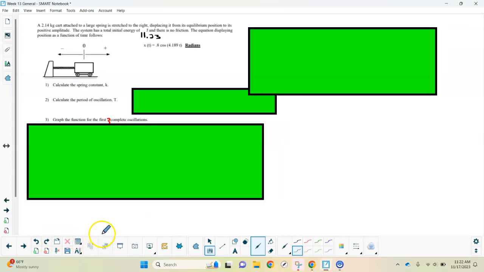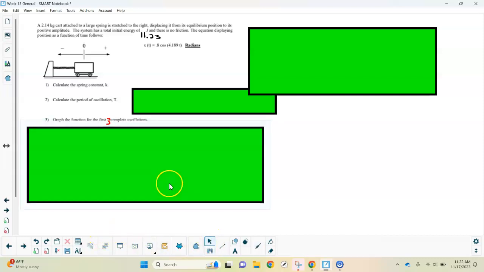So this problem we got in class reads that a 2.14 kilogram cart is attached to a spring and it's stretched to the right, displacing it from its equilibrium to the positive amplitude. The system has a total initial energy of 11.23 joules. That was a typo on your sheet, so I think I corrected it. But hopefully, if you didn't see it corrected, you could fix it now. The equation displaying position as a function of time is here.